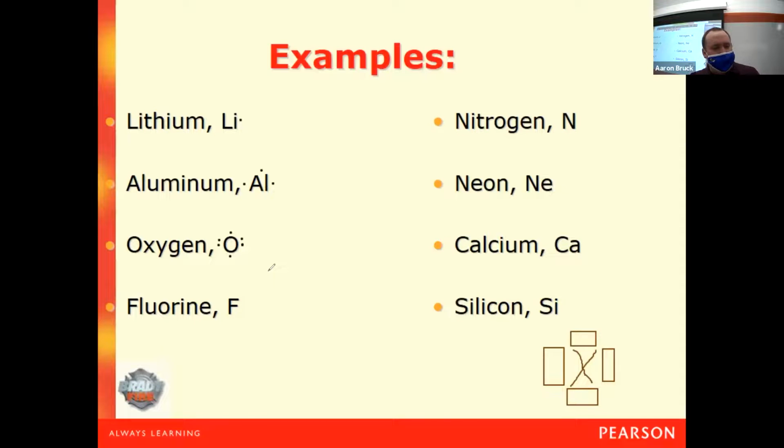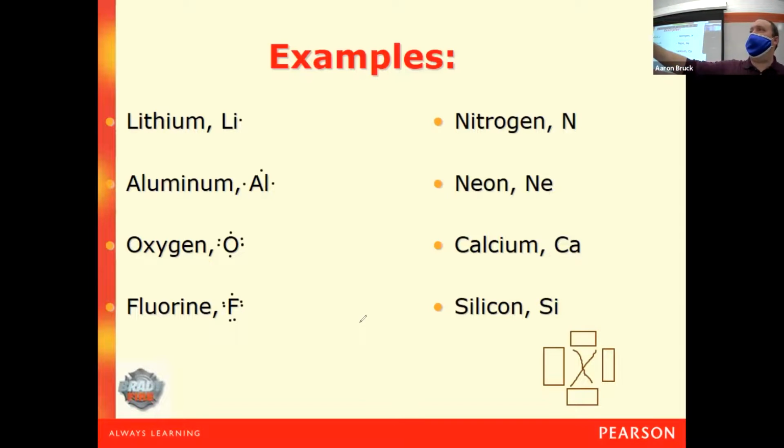For fluorine, fluorine F, that is a halogen. Halogens are in group 7A. 7 dots. 1, 2, 3, 4, 5, 6, 7. Again, where you put that single dot really doesn't matter, so long as it's 3 pairs of dots and 1 single dot. That's what ultimately makes the difference.